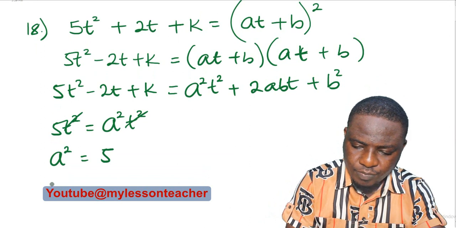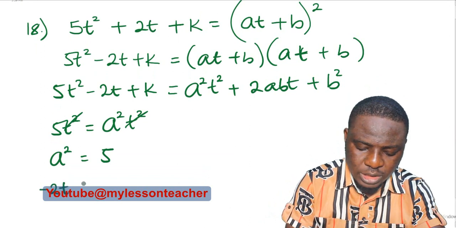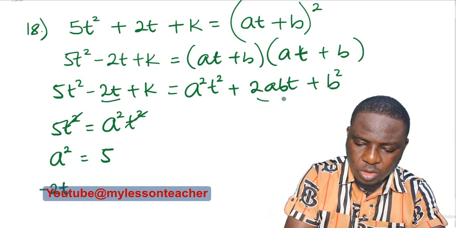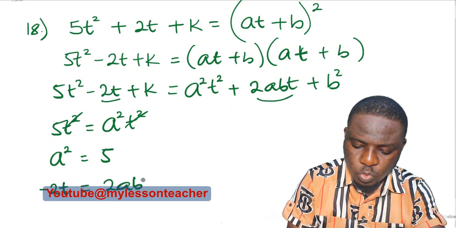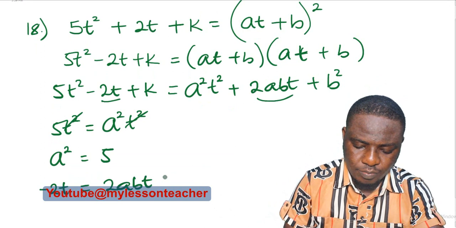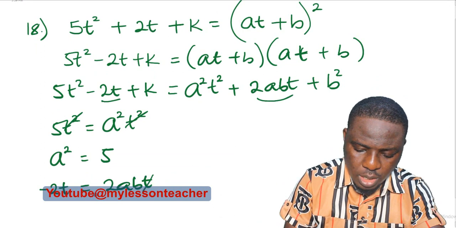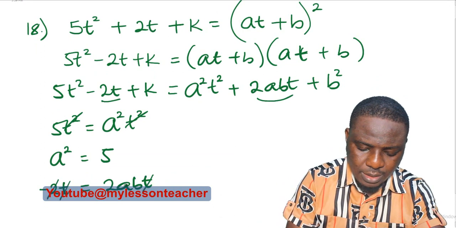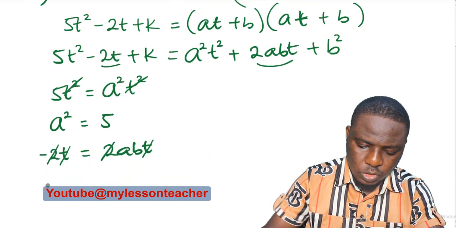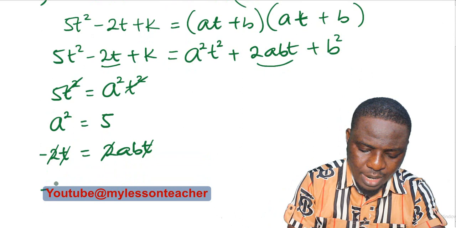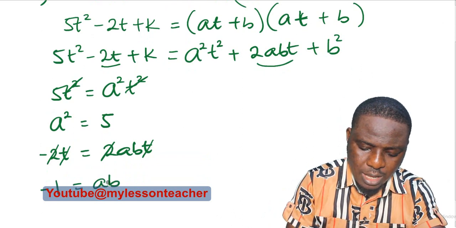From b, we have minus 2t. Comparing the second term, minus 2t is equal to plus 2abt. So I'll divide both sides by 2t. Okay, so I have minus 1 equals ab.